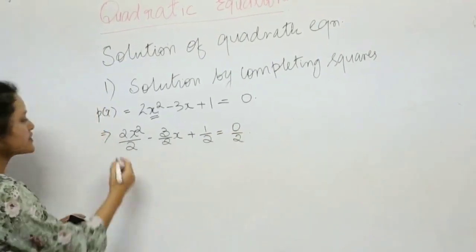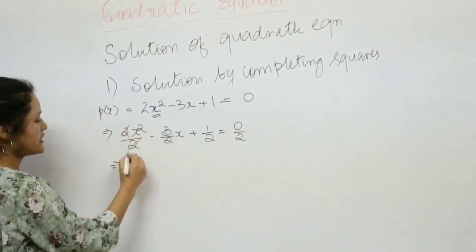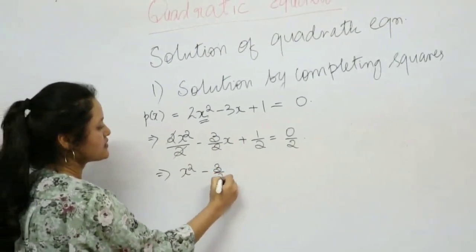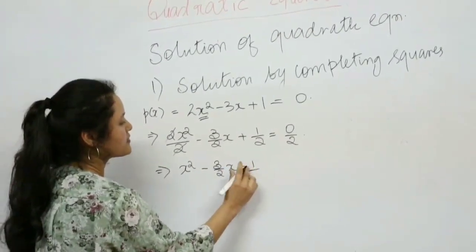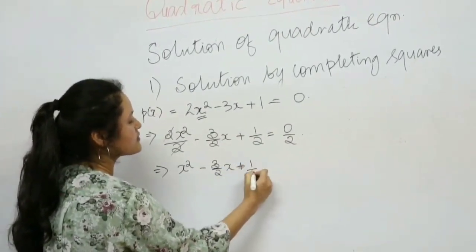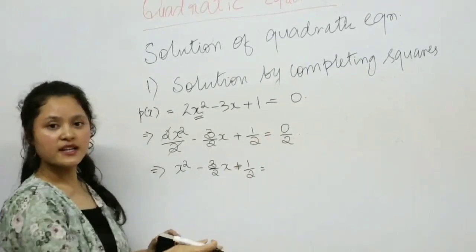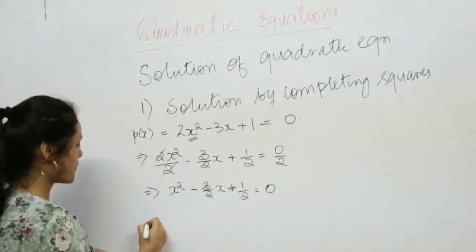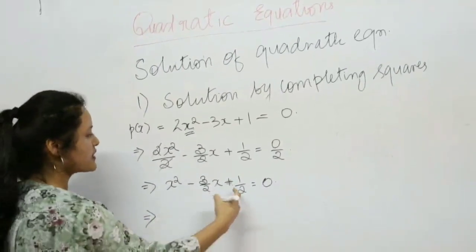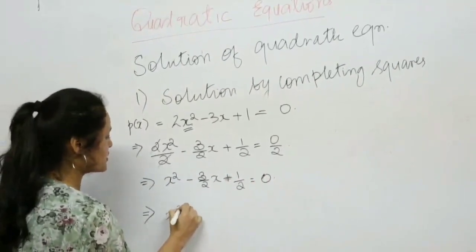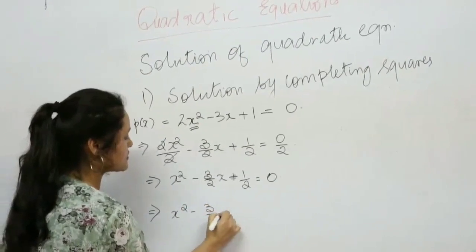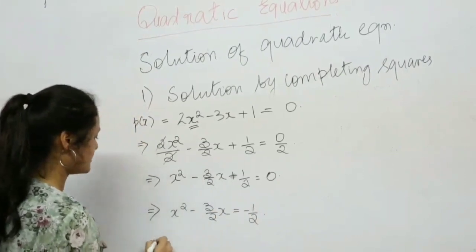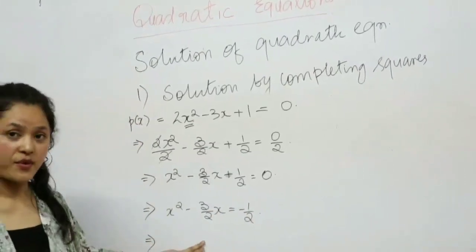Okay. So we just cancel this 2. What is left is x squared. Here 3 by 2 x, here half. 0 divided by 2 is just 0 itself. Okay. So, in the next step, let us transfer this half that side and you will get 3 by 2 x equals minus half. Okay. This step is very important.